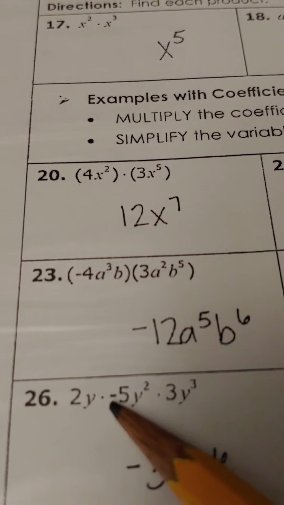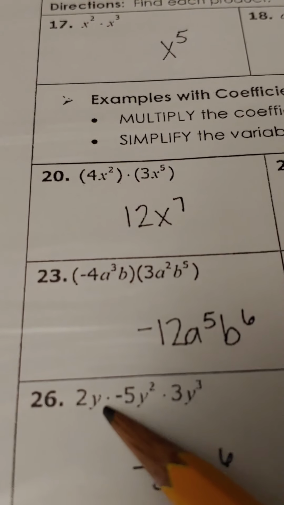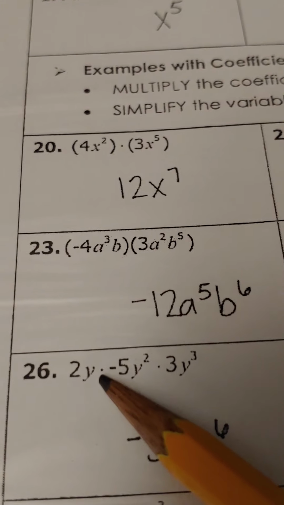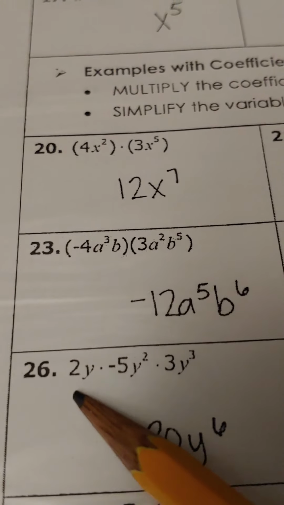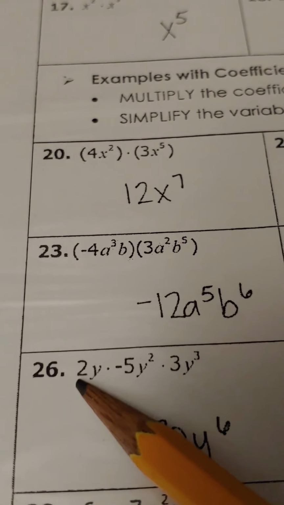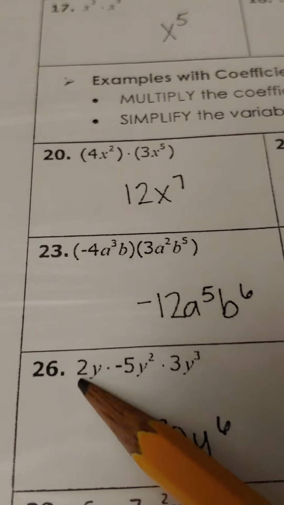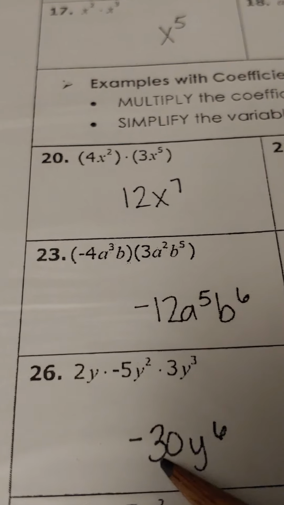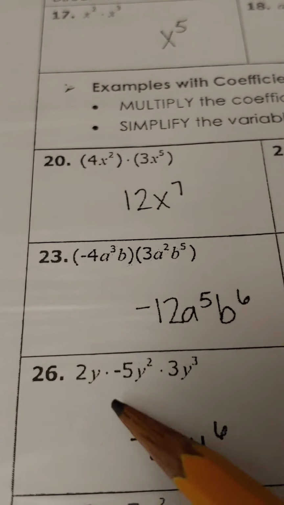Even though you see this negative right here, we're not subtracting, because we do see the multiplication. That dot means multiplication. So basically, we're multiplying everything. We have to multiply coefficients first. So 2 times negative 5 is negative 10. Negative 10 times 3 is negative 30. That's how we got the negative 30 here.